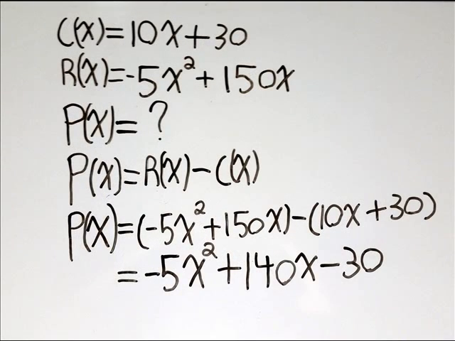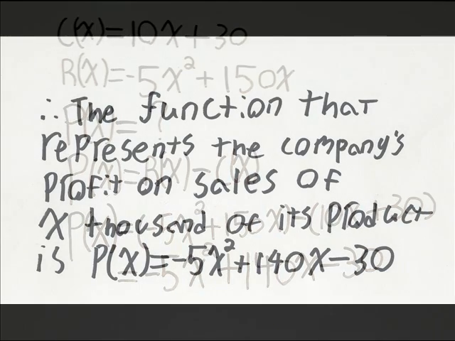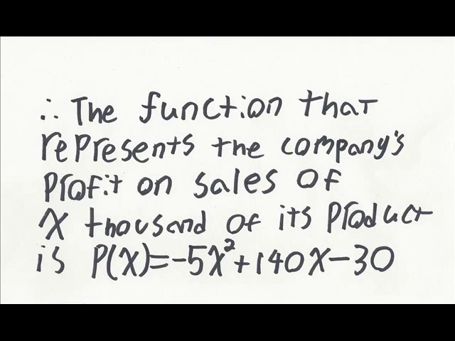Now that you know P of x is equal to R of x minus C of x, you're going to sub in the equations to give you P of x equals negative 5x squared plus 150x minus (10x plus 30). This gives you negative 5x squared plus 140x minus 30. And congratulations, that's the profit function, which is P of x equals negative 5x squared plus 140x minus 30. Next, let's take a look at question B.